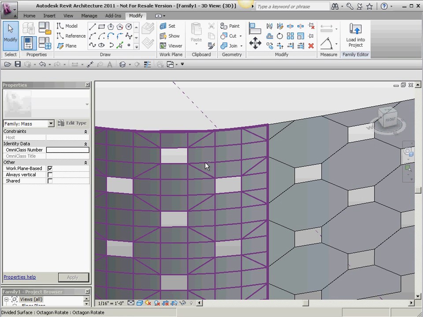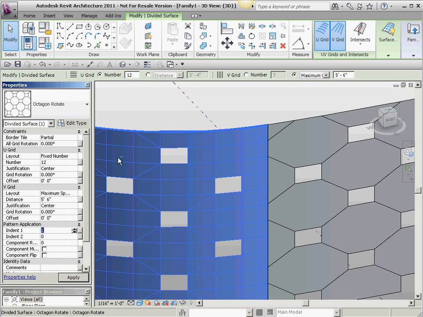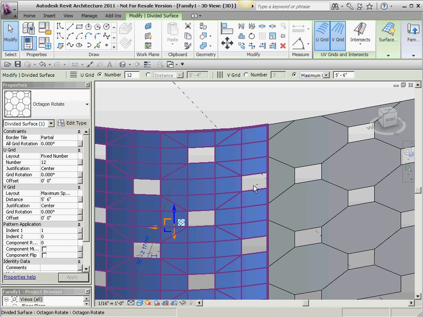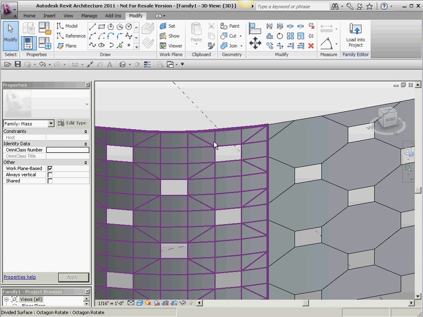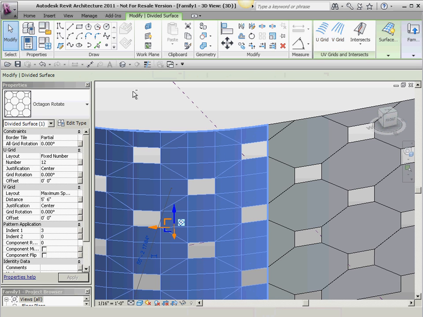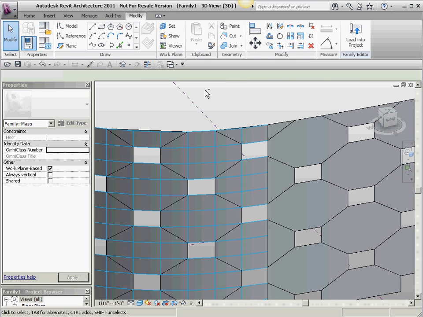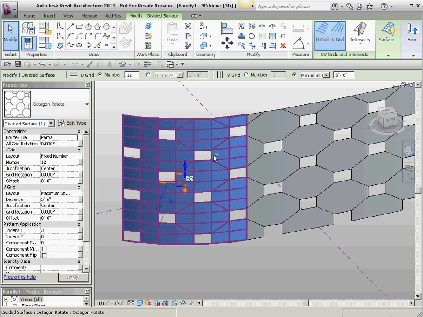Now what indent does is it moves the pattern of the octagon in relationship to the underlying divided surface. So if I select that again and I do indent 1, you can see it moves over 1. And if I do indent 2, it moves over another increment. And so I'm just trying to find where I actually get some balance here. And there, at indent 3, I now have a continuous pattern.